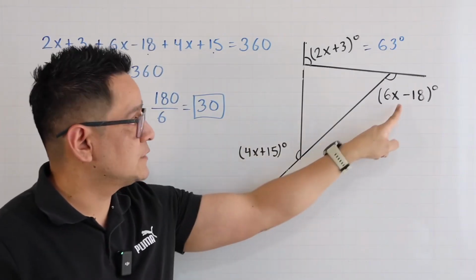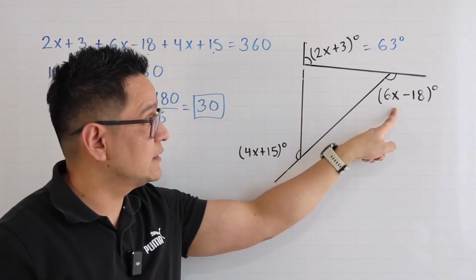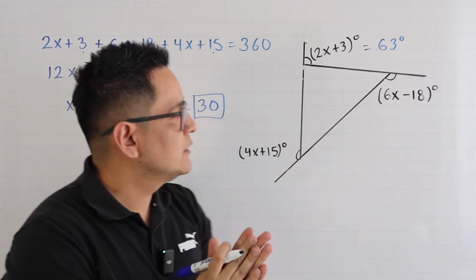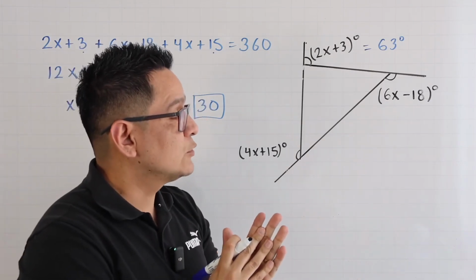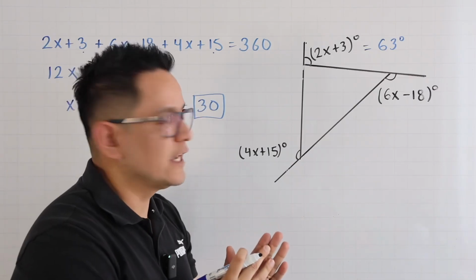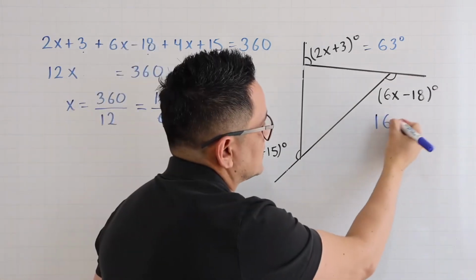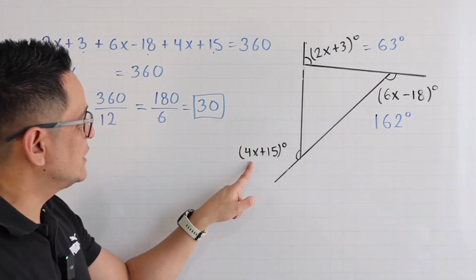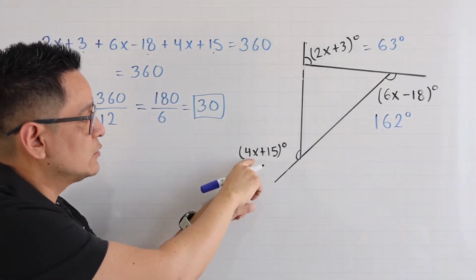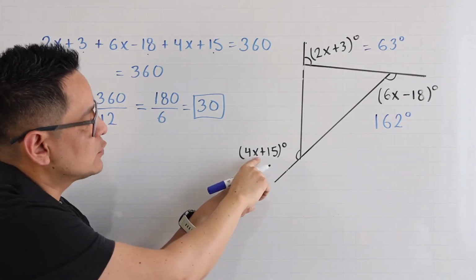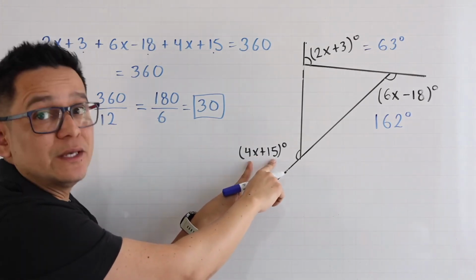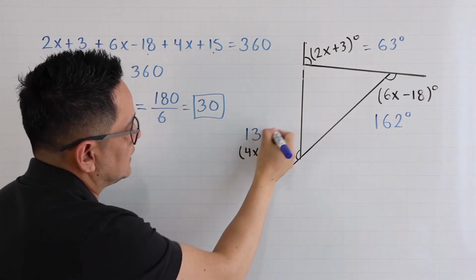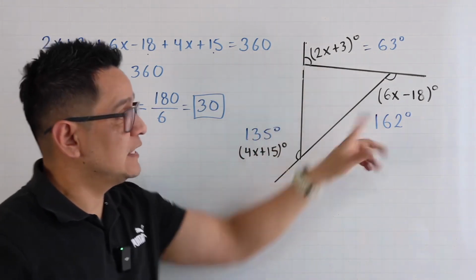Here we have 6 times x. So 6 times 30, which is 180, and 180 minus 18 would be 160. Sorry, 170. 162, right? 162 degrees. All right. Now finally, let's go with this one. Same thing. We substitute 30. 4 times 30 is 120. And 120 plus 15 gives me 135. So now we have the measures of the 3 exterior angles.